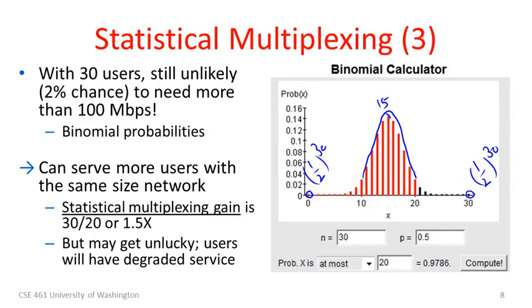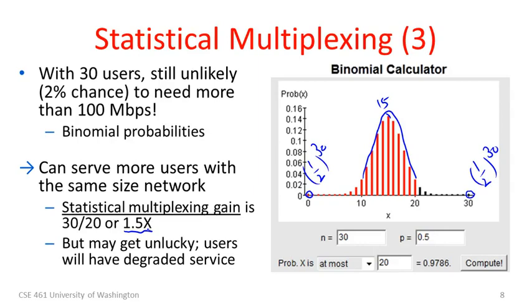Given this arrangement, our network can serve more users even though it's the same size. So we get what is called a statistical multiplexing gain here. We're putting 30 users in a network, whereas the bandwidth of the network, if you gave each user their full amount, would support only 20 users. The statistical multiplexing gain here is therefore 30 over 20, or a factor of 1.5.